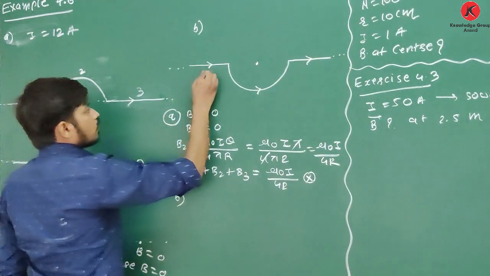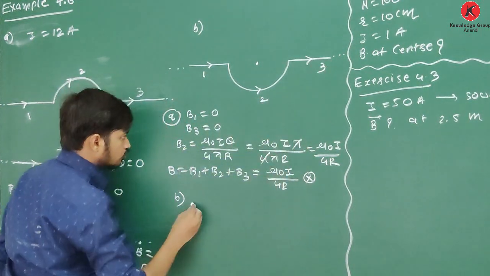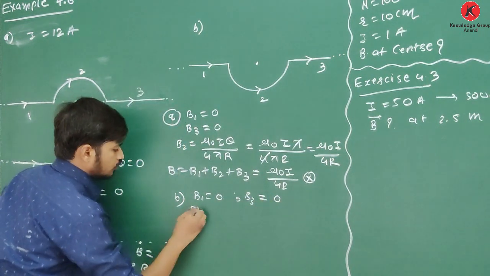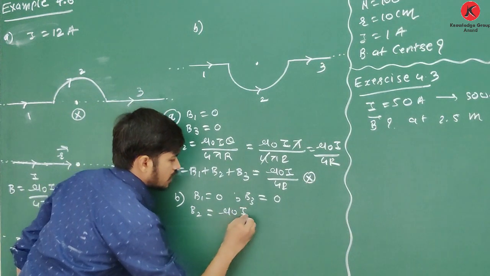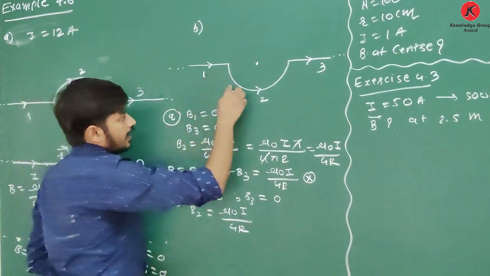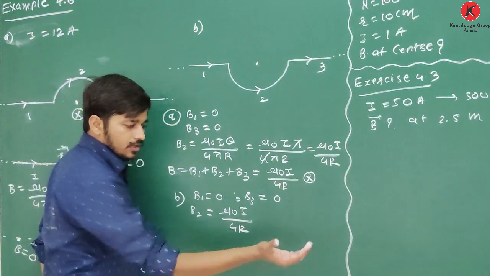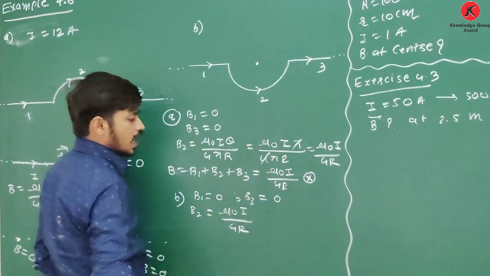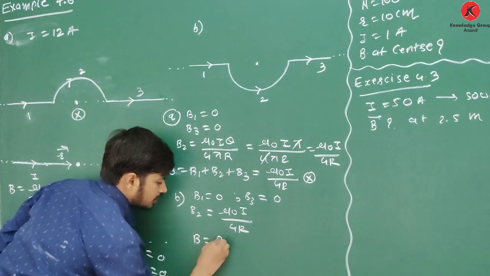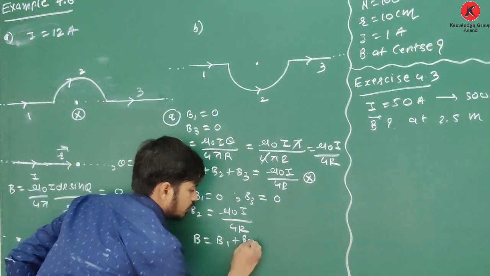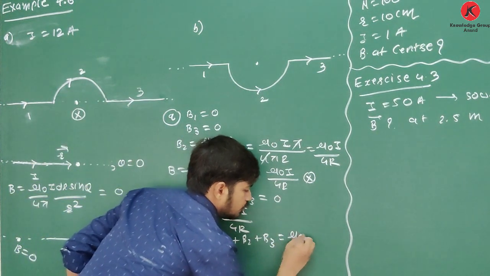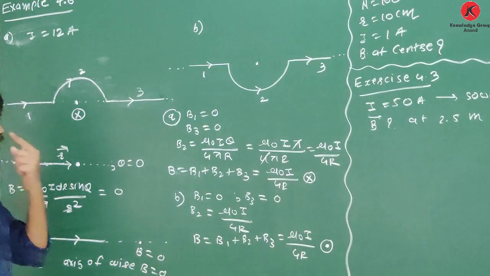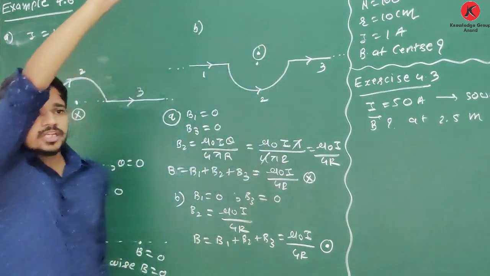Okay. Now for part B, the whole arrangement is the same, just this is inverted. So again, due to B1 it is 0, and due to B3 it is 0. Due to B2, the magnitude will be the same, that is mu 0 I upon 4r. But what about direction? Current is going in this direction, so wrap your fingers in the direction of current. The thumb is perpendicular, outside. So the resultant magnetic field B is equal to B1 plus B2 plus B3, which is mu 0 I upon 4r, perpendicular outside. Clear about this?